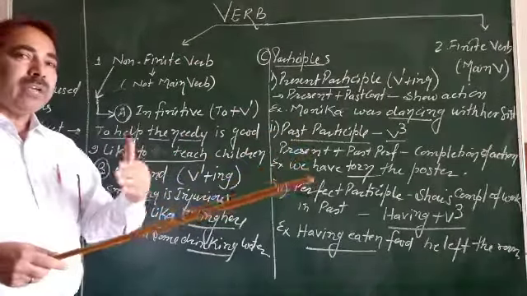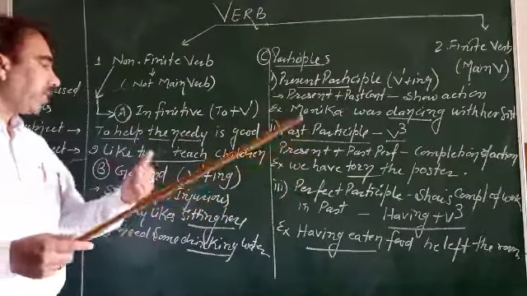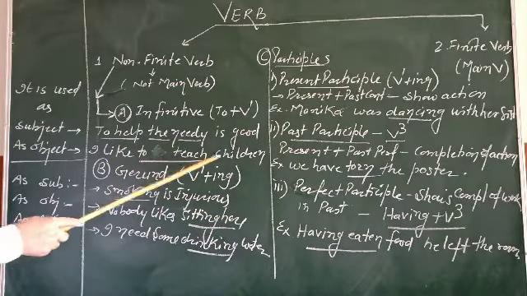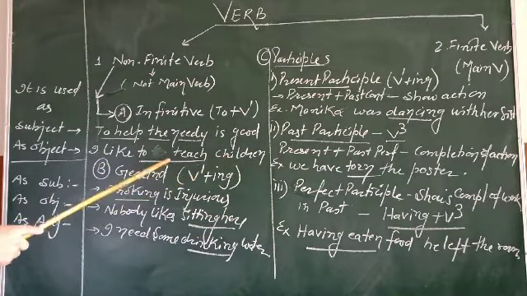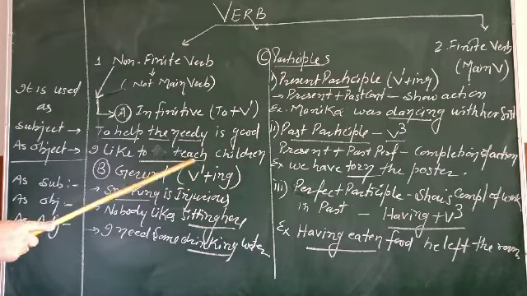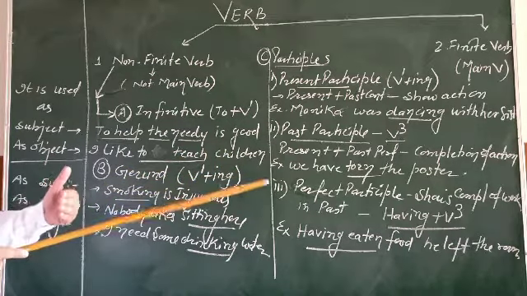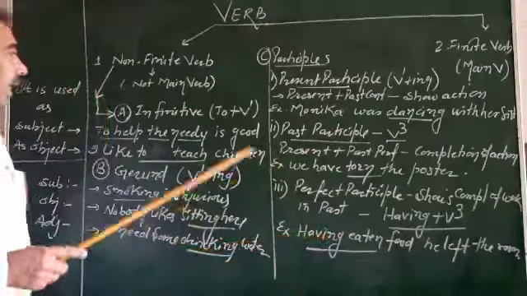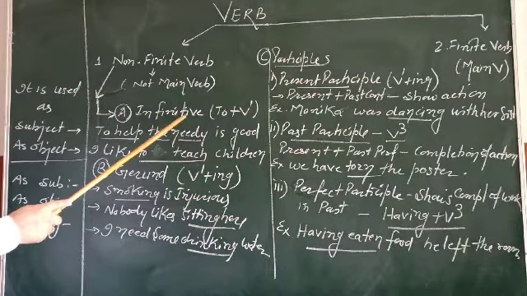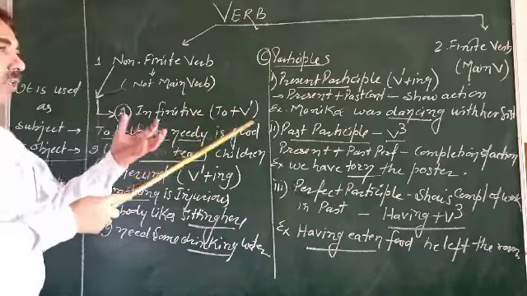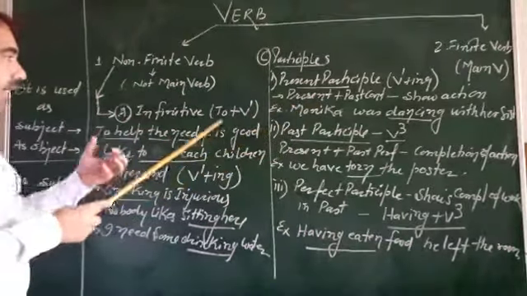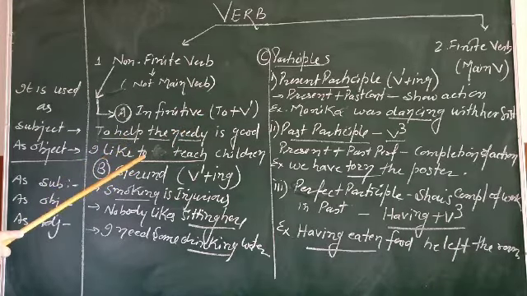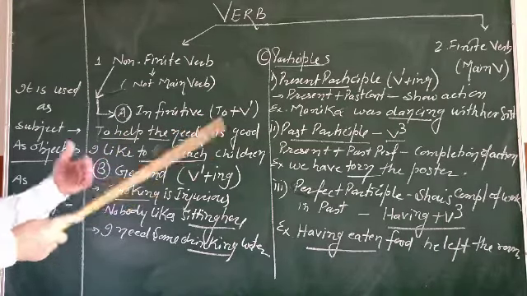Example, when infinitive is used as object. Let's take next example. I like to teach children. In this sentence, to teach is working as an object. So keep in mind, what is infinitive? To plus first form of verb. It can be used as subject and it can be used as object.